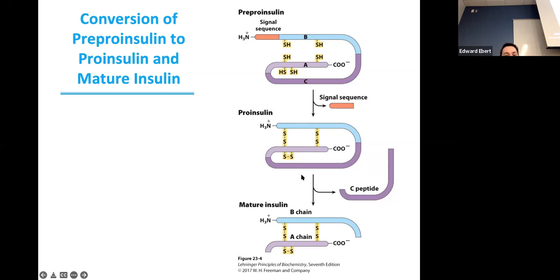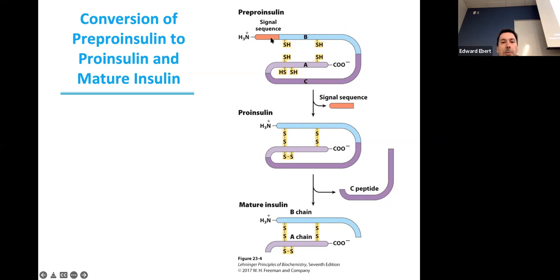Our proinsulin is then acted on by another enzyme, which cuts out about half of it, which is known as the C-peptide. All right, so we get rid of the C-peptide, and now we have this A chain and B chain that are connected by a pair of disulfide bonds. And this is our mature insulin that will actually be capable of binding to receptors and triggering effects in the cell.